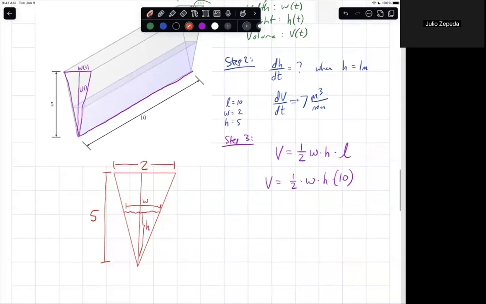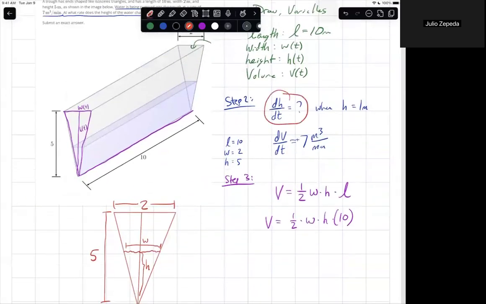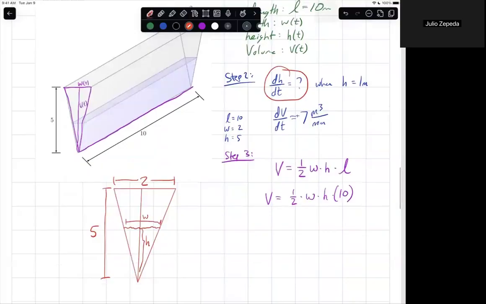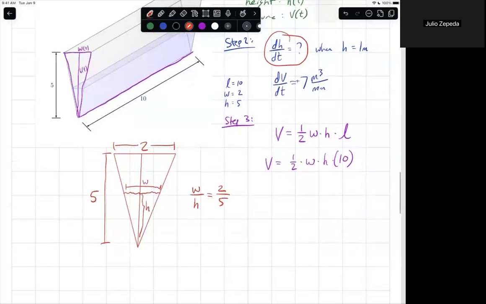And so as we mentioned in the previous video, actually, which one do we want to solve for? We want to solve for dH/dt. So we want H to be in our equation so that when we take the derivative, it produces a dH/dt. And that means we want to get rid of the W. So let's start by taking W and dividing it by H. The width of the water divided by the height of the water is going to be equal to the width of the container divided by the height of the container. And so now if we multiply by H on both sides, W can be replaced by 2/5 H.